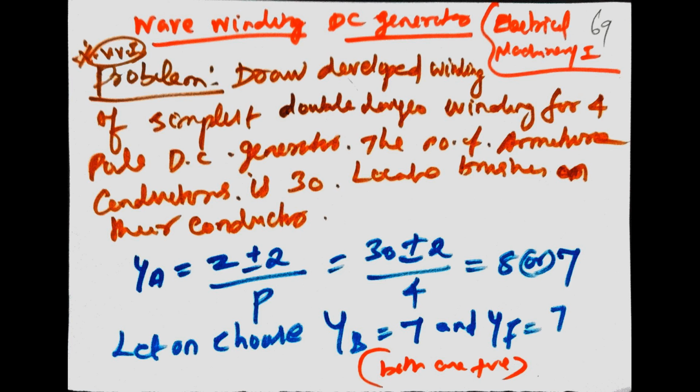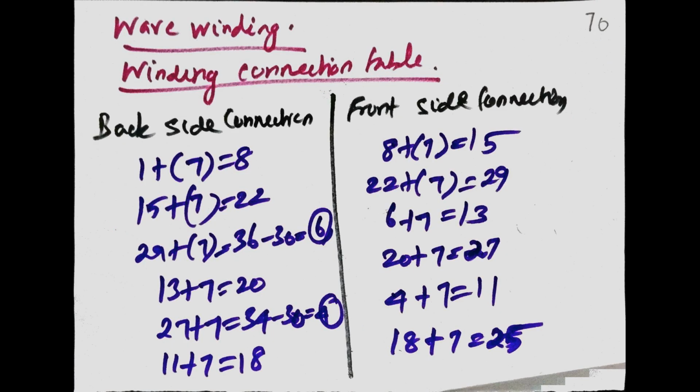This is asked in many questions and answers. In wave winding, YB and YF are the same or differ by 2, and both are positive. Wave winding condition table: backside condition and front side condition. 1 plus the YB value of 7 is equal to 8. 15 plus 7 is 22. 29 plus 7 is 36, minus 30. Above the total number of conductors, subtract from the total value.